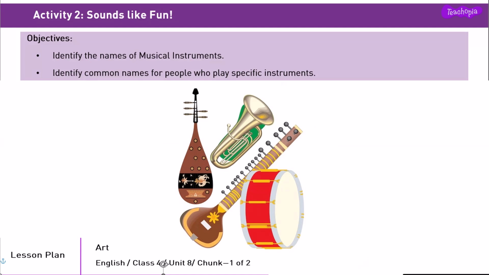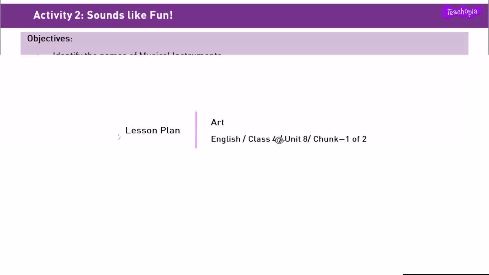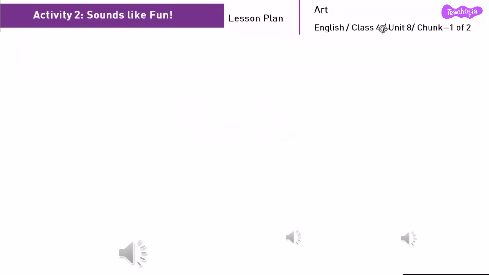The objective of this activity is to learn the musical instruments as well as to identify the common names for the people who play specific instruments. First of all, we have to introduce the different musical instruments to the children in the class. For example, we can show the picture given here. We have to tell them what each instrument is known as, along with the sounds they produce.